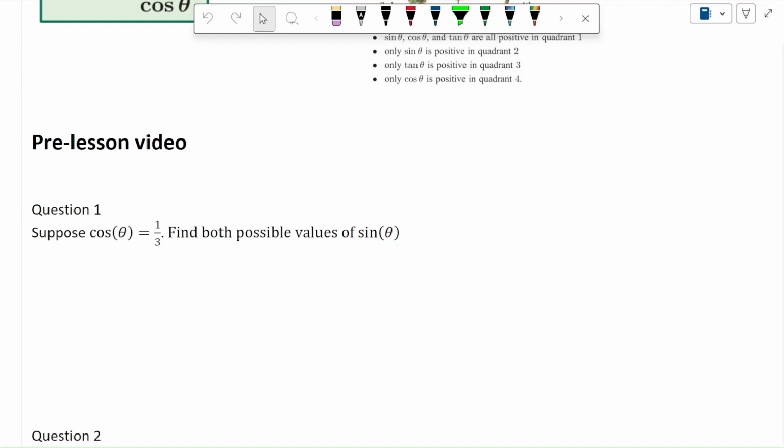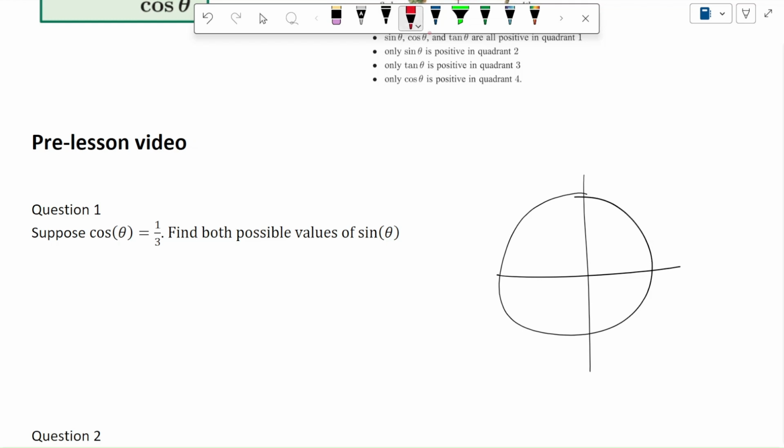So we learnt about the unit circle in the last video. If we're looking for cos to be a third, that would mean that the x coordinate should be a third. By the way, this is 1 out to the end of the unit circle. So we're after these two values of sine, the two height values that correspond to that.